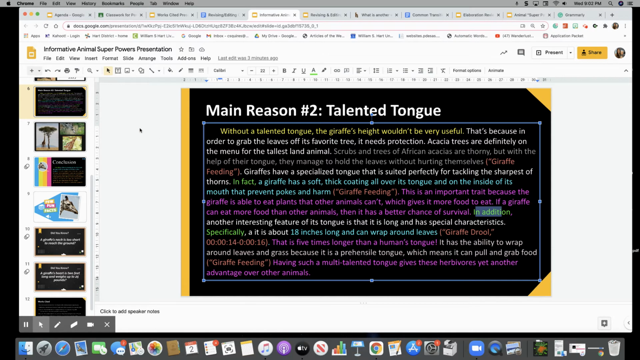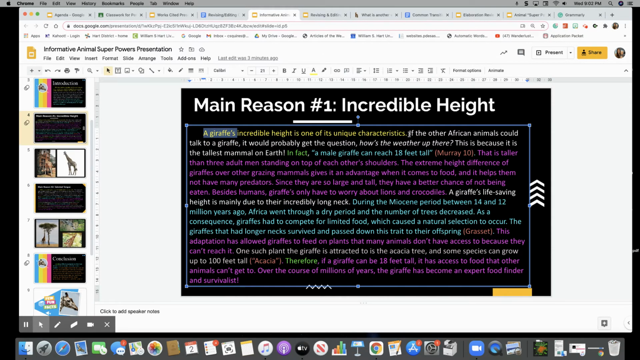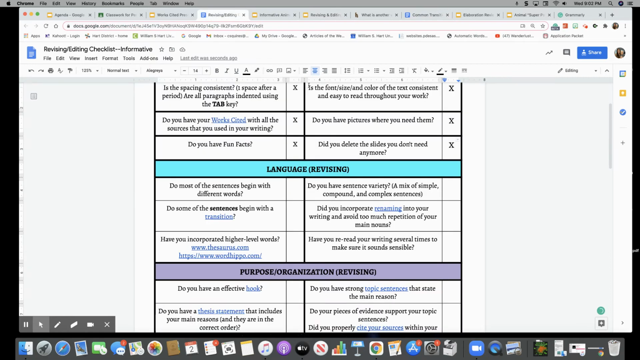It will take a few seconds for you to go through your body paragraphs and make sure that you're not starting a bunch of your sentences the same way. If you do notice that, then you would want to go back and change up your writing so that you aren't doing that. You might need to use those transitions. You might need to go back to my revising and editing presentation to help you figure that out.